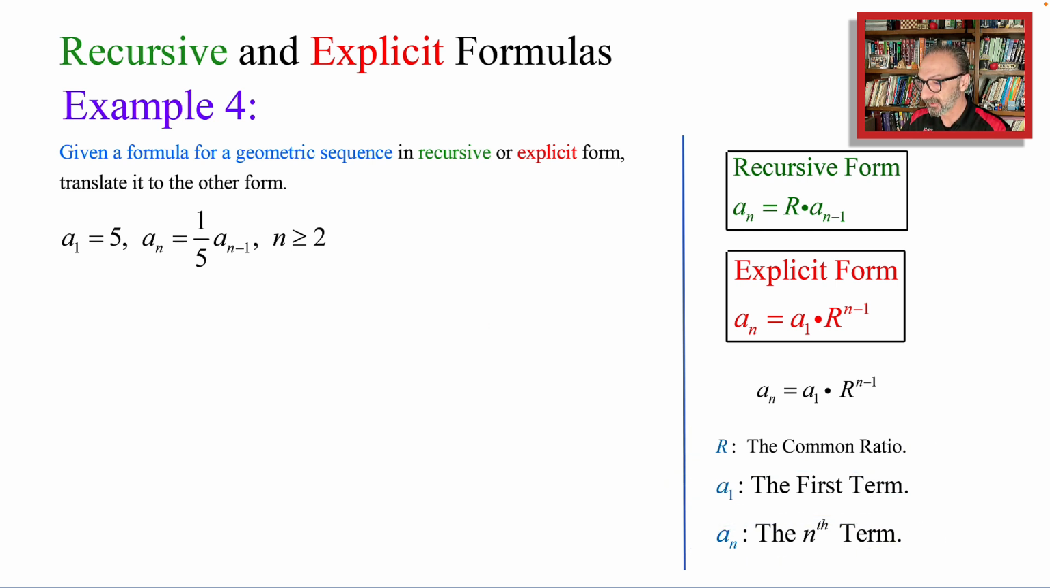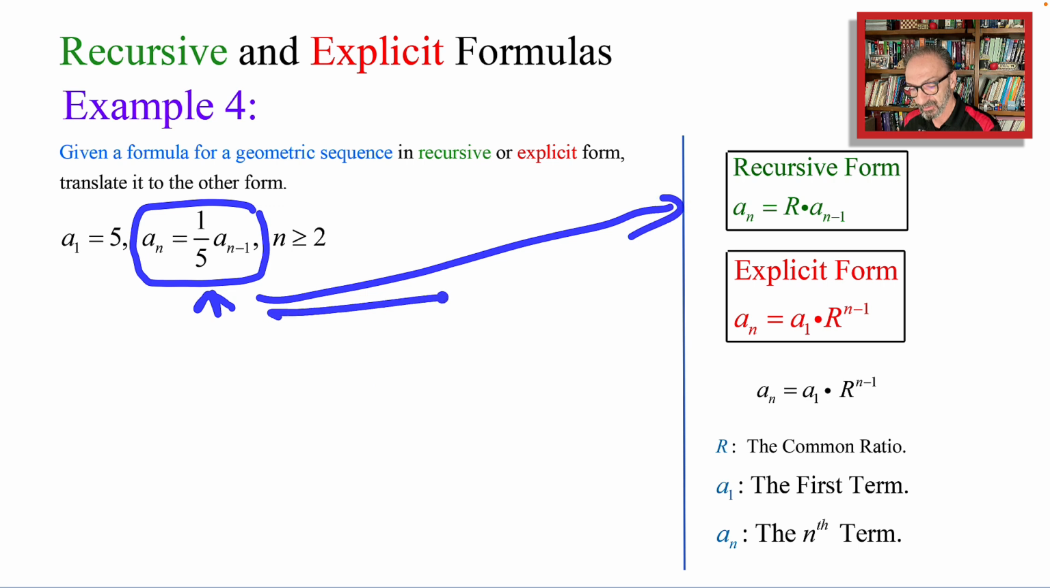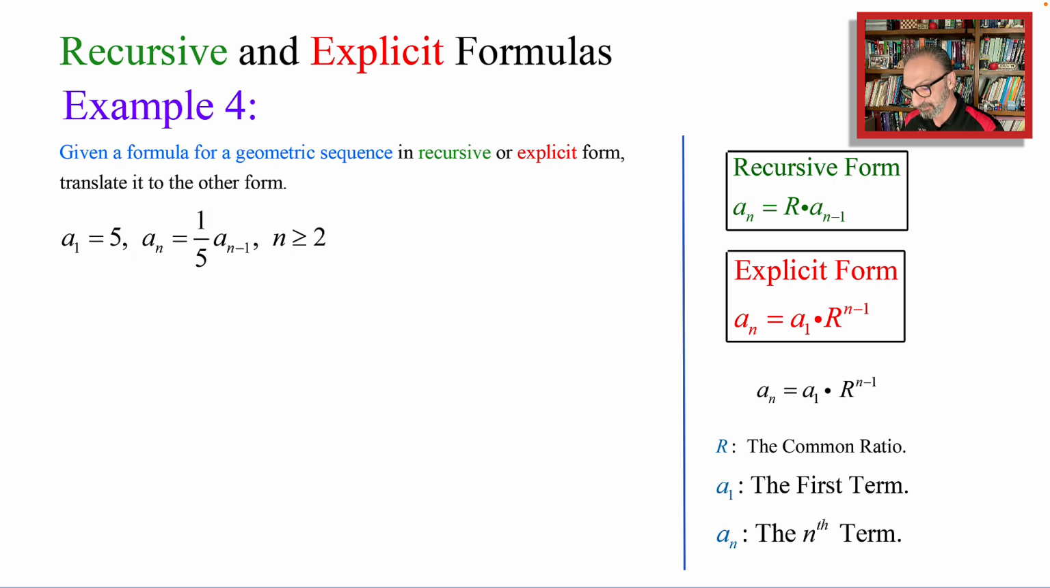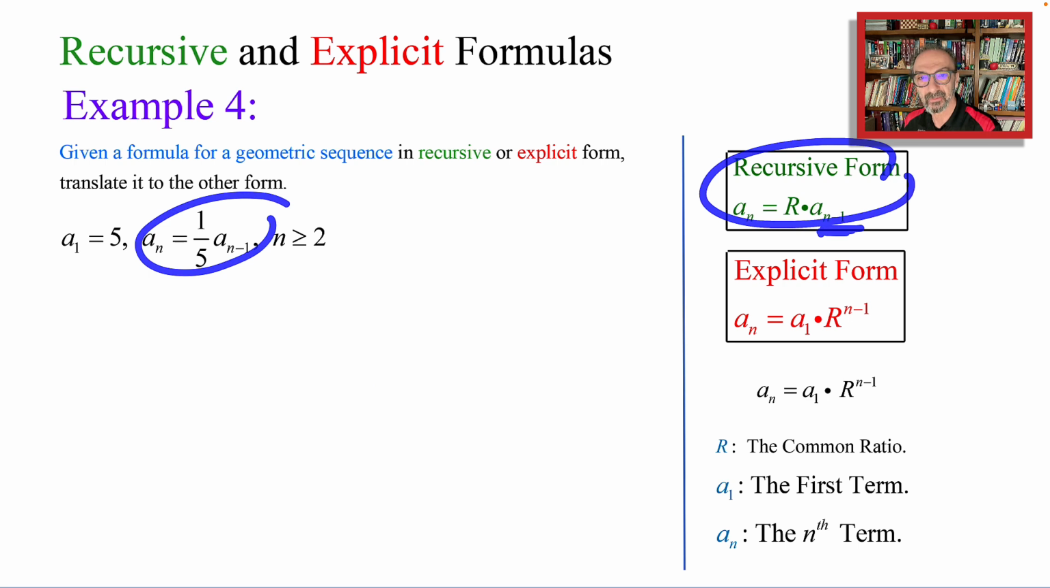Now, in example number 4, we have a1 equals 5, and we have a sub n equals. So which form is this one, the first or the second? Let's take a look. It says, given a formula for the geometric sequence in recursive or explicit, translate it to the other form. Well, this one has a index n-1, not an exponent, and that is an index right here. So that should be this one right here.